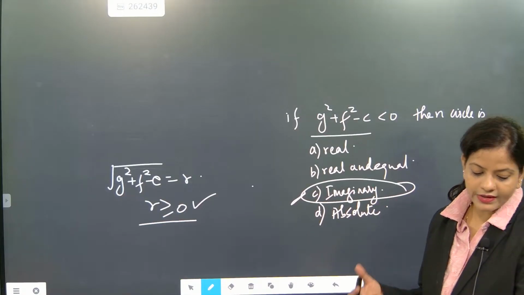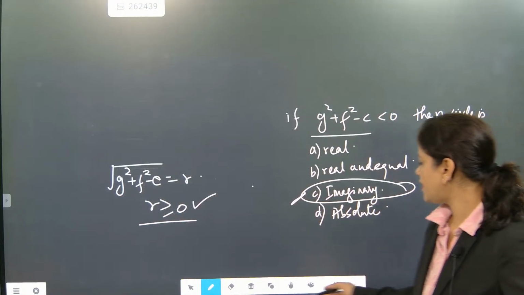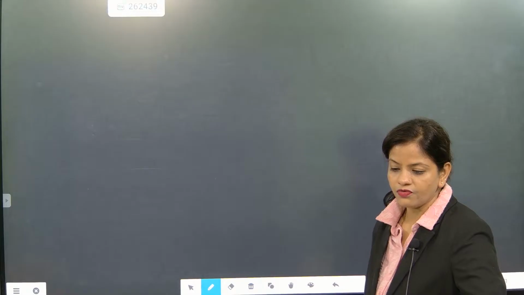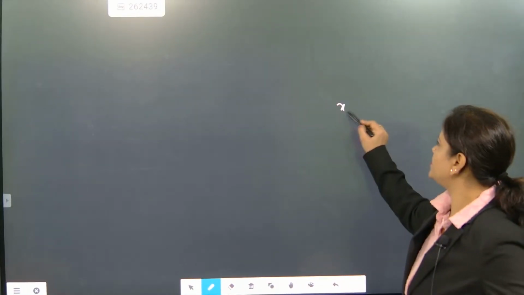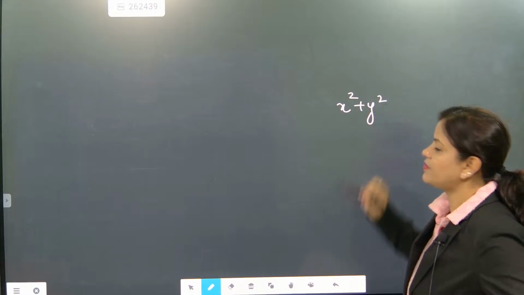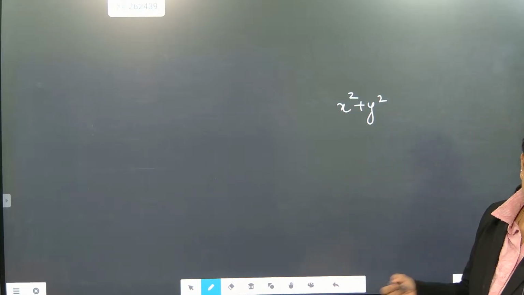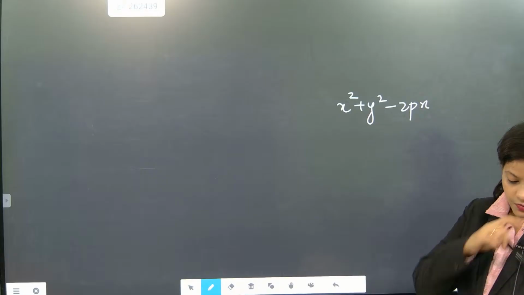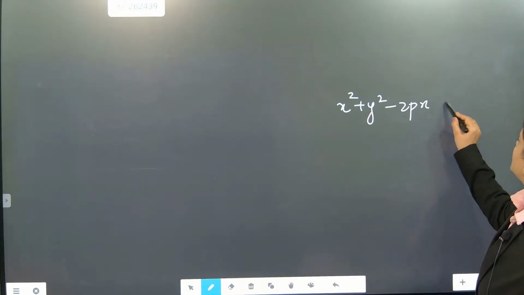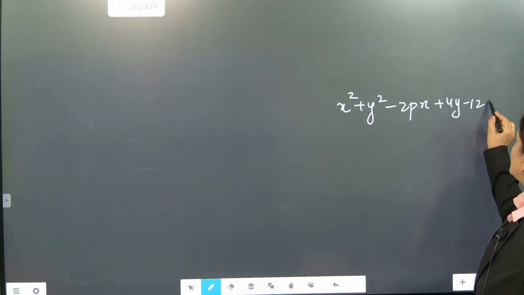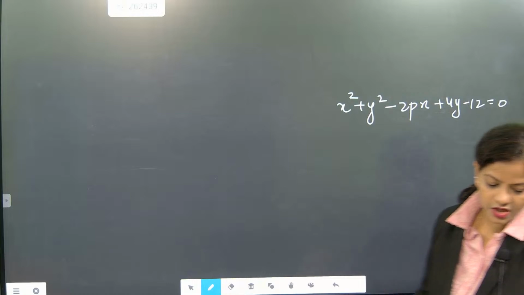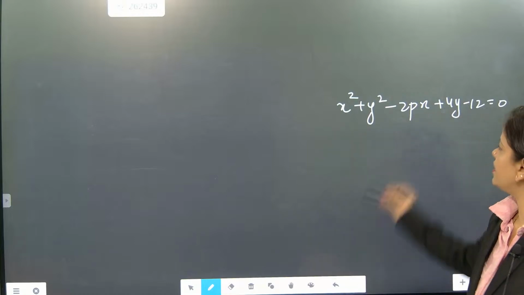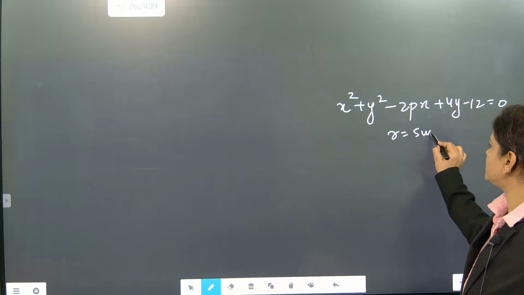Now again, one little tricky question is there, but I don't think it is a tough question. We'll go for it. Nishika, understood, beta? So now find the value of p. The equation given to you is x square plus y square minus 2px plus 4y minus 12 equal to 0. Finding the value of p or k like that is very normal. This is the equation of the circle and the radius is given as 5 units.